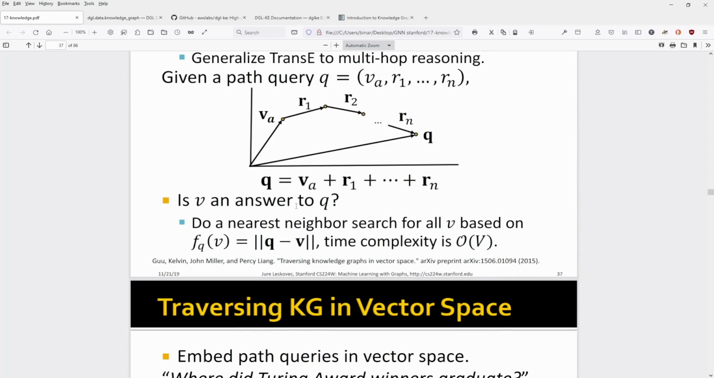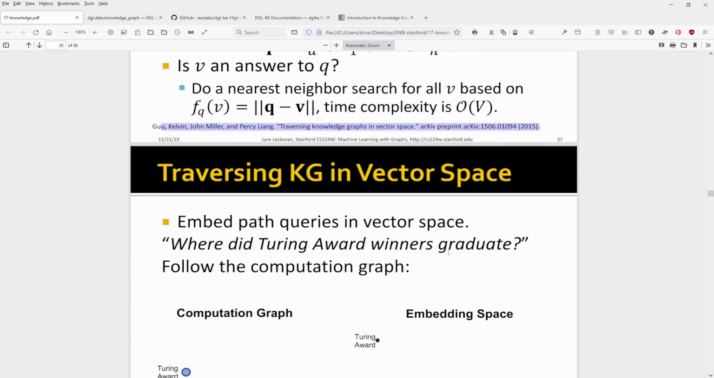And then we are simply looking, given an answer V, we just calculate the nearest neighbors, for example, or the norm between Q minus V. And we find out how to optimize this function so we receive a minimum. Literature here: Traversing Knowledge Graphs in Vector Space, arXiv preprint from 2015. Great. So you see, this is already 7 years old. My goodness.